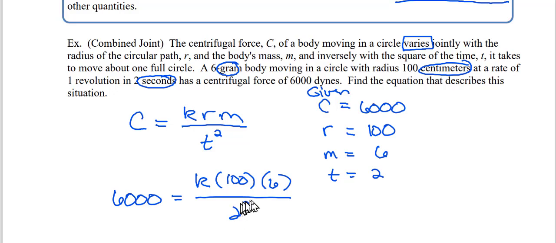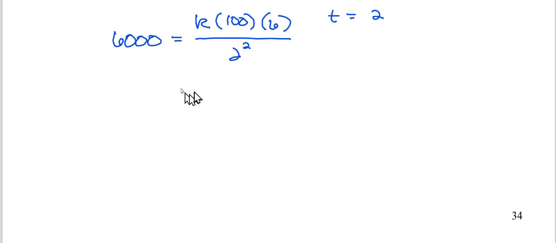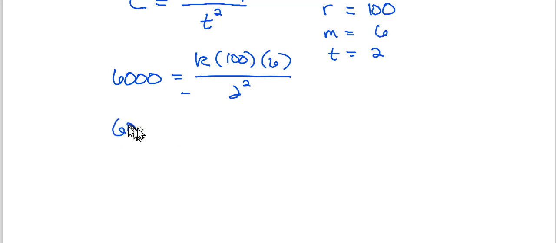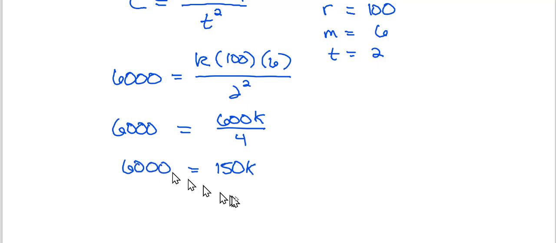2 squared. 6,000 equals, that is 600 K over 4. 600 over 4 would simplify down to 150 K. That may be the easiest way to simplify this. Dividing the 6,000 by 150 gives you what, 40? 4 times 150 is 600, so yep, 40.